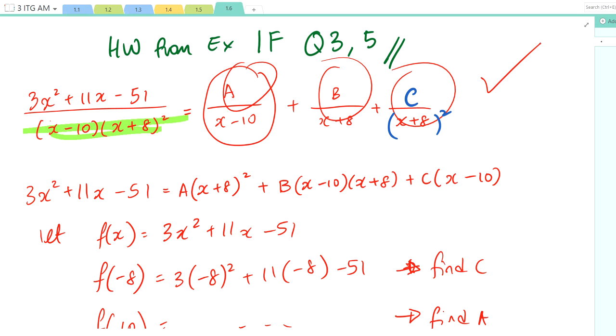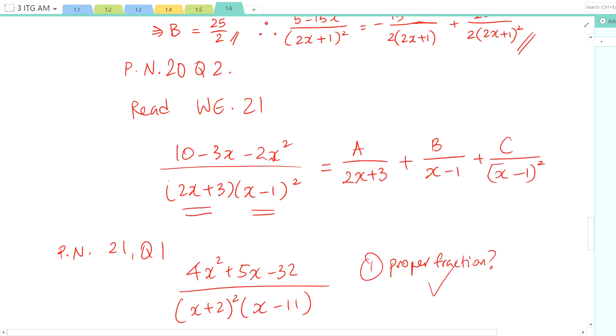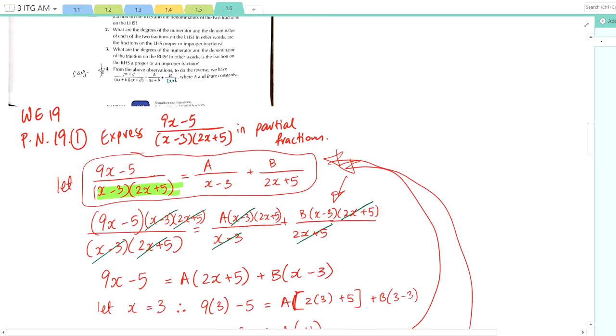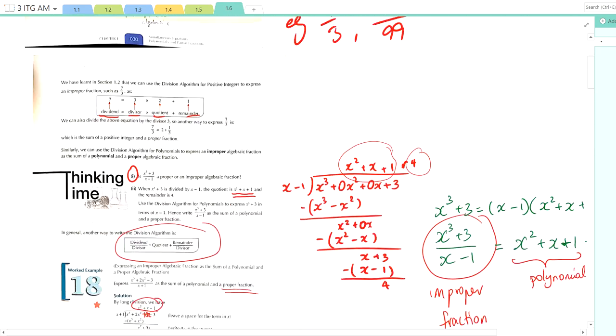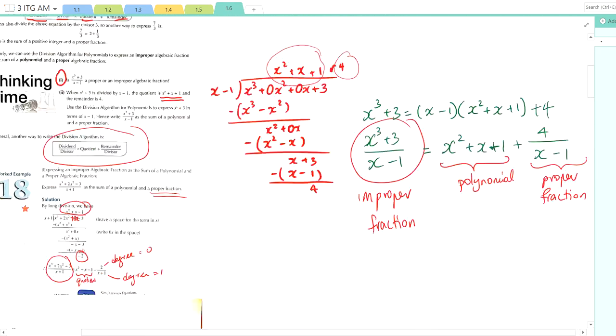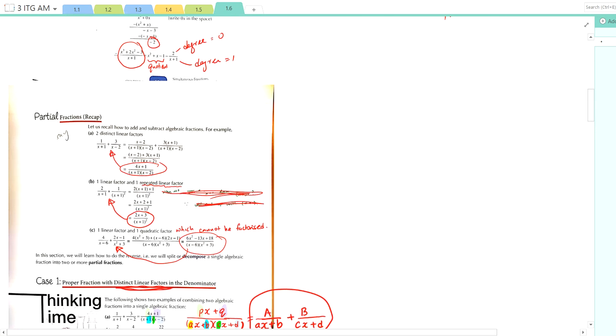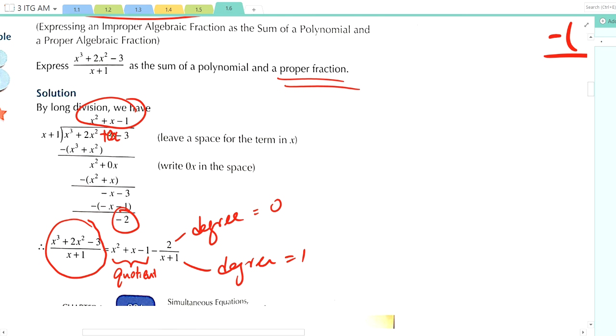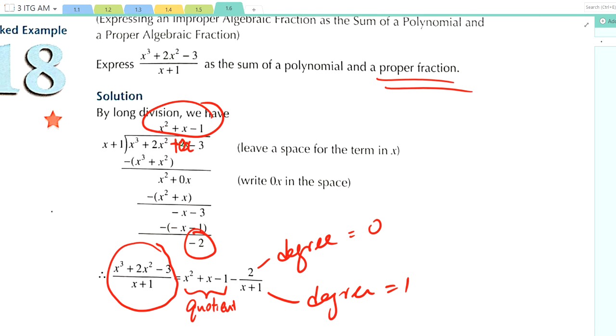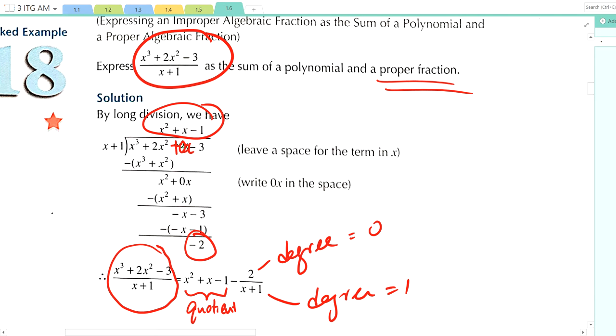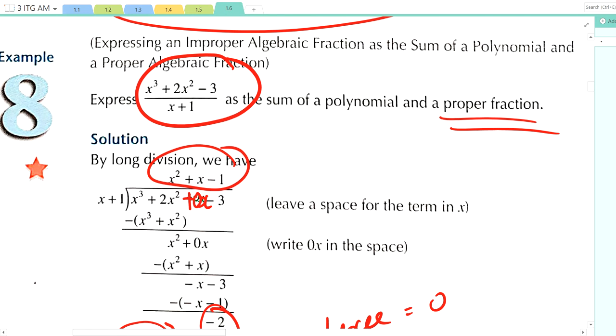What if it's an improper fraction? Then we need to do long division first. Long division will allow us to get, let me see, at the top. Wait, no, not here. So this is on, I believe, the first page. Here we have an improper fraction. So we do long division.